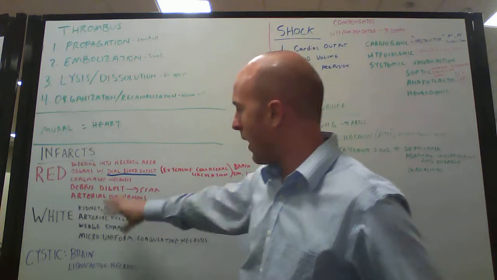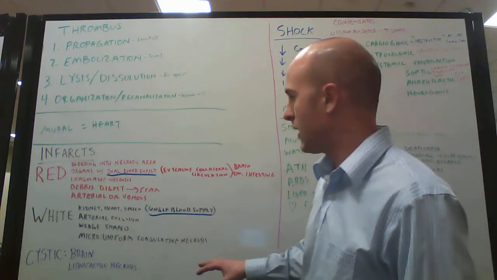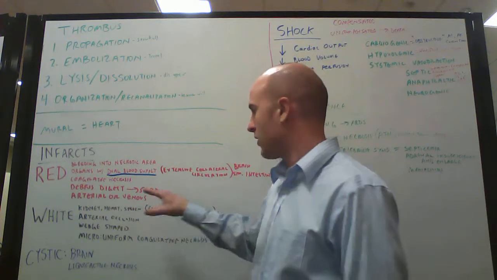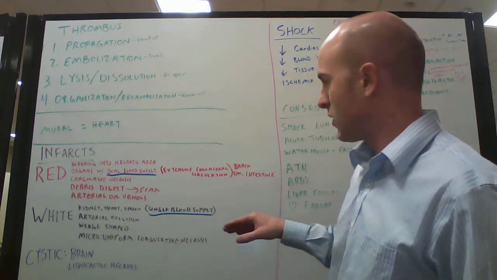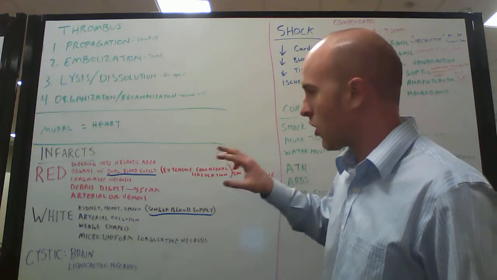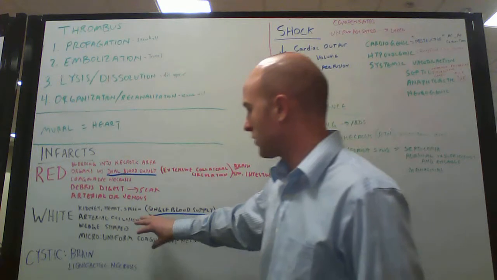Okay, now for a white clot. A white clot is when something has a single blood supply. Organs that it mentioned were the kidney, the heart, and the spleen. So in this case, it's just arterial. The other one was, red was arterial or venous, white is just arterial.